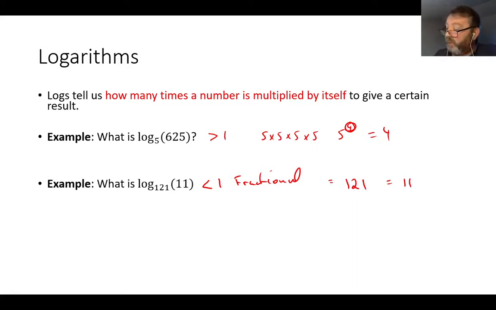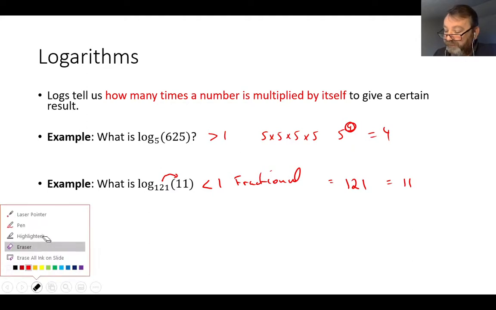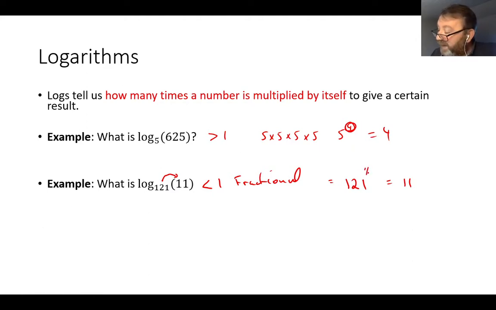Now, what do I do to 121 to bring it down to 11? And I hope you can see that the square root of 121 is 11. However, square root symbols, as we already know, can't be used in index form. So instead, we use the power of a half. And there's your answer. The answer here is a half.